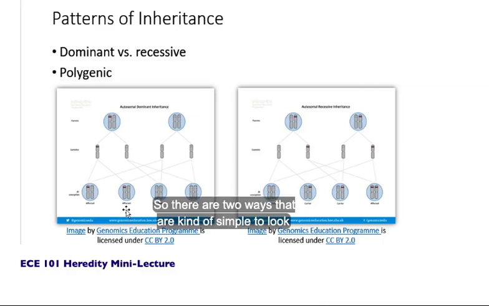So there are two ways that are kind of simple to look at that we inherit things. So we have dominant and recessive. And so if a trait is dominant, all you have to have is one copy of the gene in order to express that trait. So things like dimples and curly hair and dark colored hair happen to be dominant. So if you get one of those copies of the genes from either parent, you're going to show that characteristic or trait.